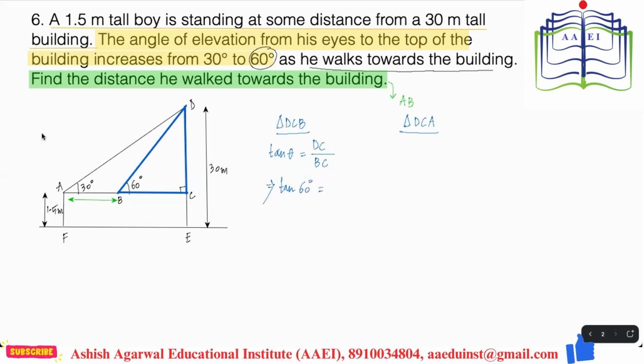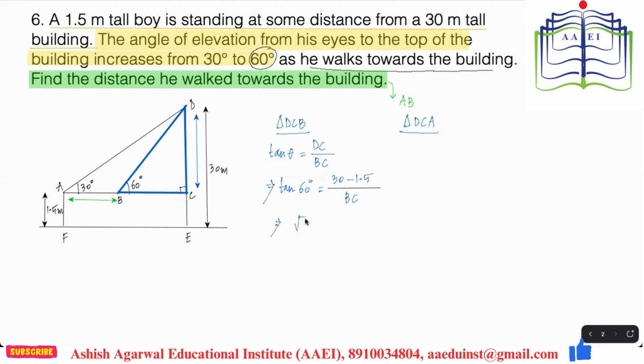DC, if we check, what is the value of DC? DC is going to be 30 meter minus 1.5 meter. We need to understand this carefully. We have the complete length DE as 30 meter. We only need DC, so what are we going to subtract? We will subtract AF. See, if we subtract this much part, we get the value of DC. So how did we obtain the value of DC? It is simple. The total building height minus the height of the boy, 30 minus 1.5 upon the BC value, which we are not aware of. We'll keep it as such.